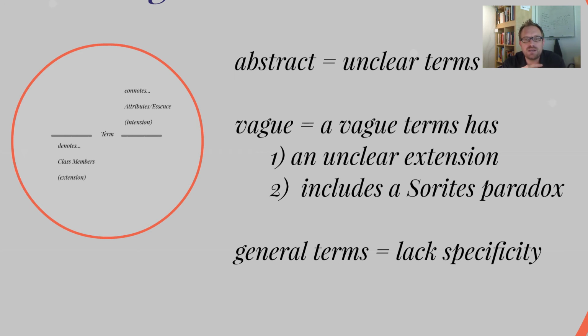Another way of seeing this is recognizing that vagueness includes the Sorites paradox. Now, what is the Sorites paradox? Sorites comes from the Greek term which means a heap or a pile, right? So the famous Sorites paradox involves sand.